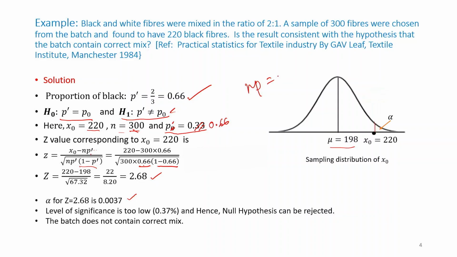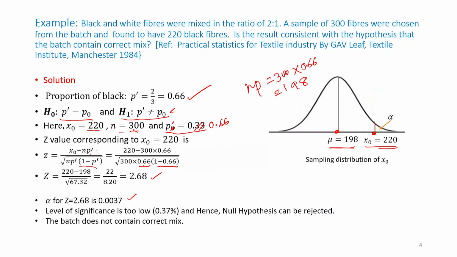So how much is n? N is 300. And P for this is 0.66. That is what we want to maintain. And if we multiply these two, this will give a figure of 198. Therefore, mu is 198. And the observed value after counting, the value of X is coming to be 220. So that means X is somewhere here, mu is somewhere here.